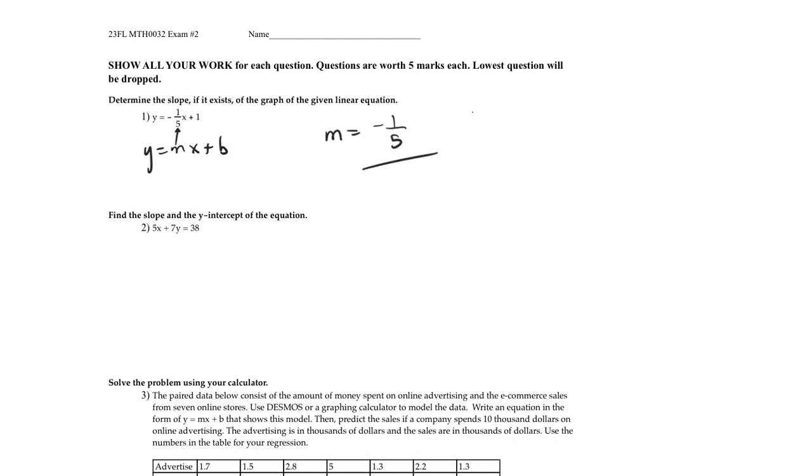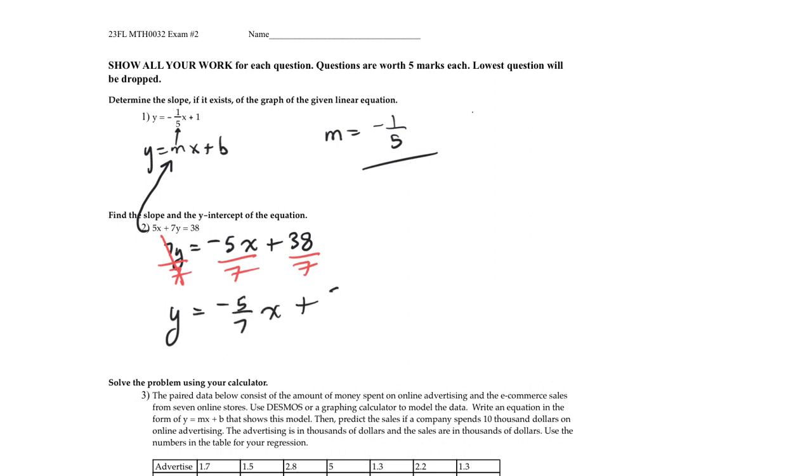Find the slope and y-intercept of this equation. Well, what I want to do is take this and make it look like that. So I'll leave the 7y on the left side of the equal sign, move the 5x to the other side and make it negative, plus the 38 that's there already. Then I'll divide everything by 7, so that all I have on the left side is a y. So on the right I get negative 5/7 x plus 38 over 7. So the slope is negative 5/7, and the y-intercept is 38 over 7.